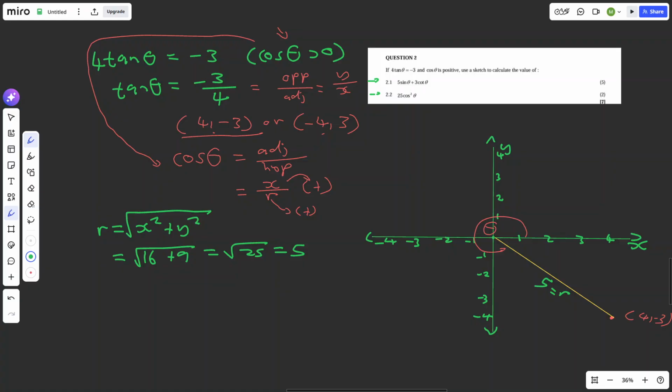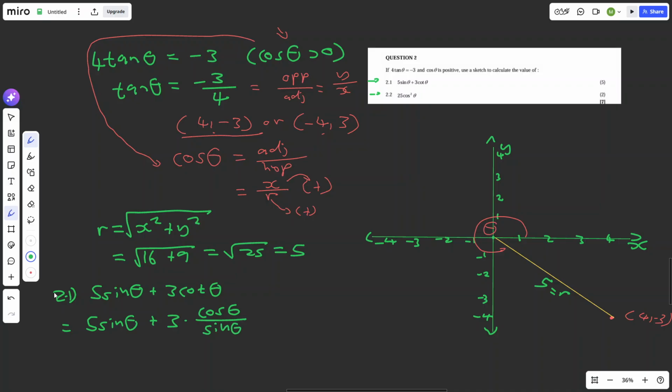So in the first question, question 2.1, we are required to find the value of 5 sine of beta plus 3 cot of beta, cotangent. So let us write this down. So we'll have 5 sine beta plus 3. So cot of theta is basically 1 over tan, and 1 over tan is basically cos over sine.